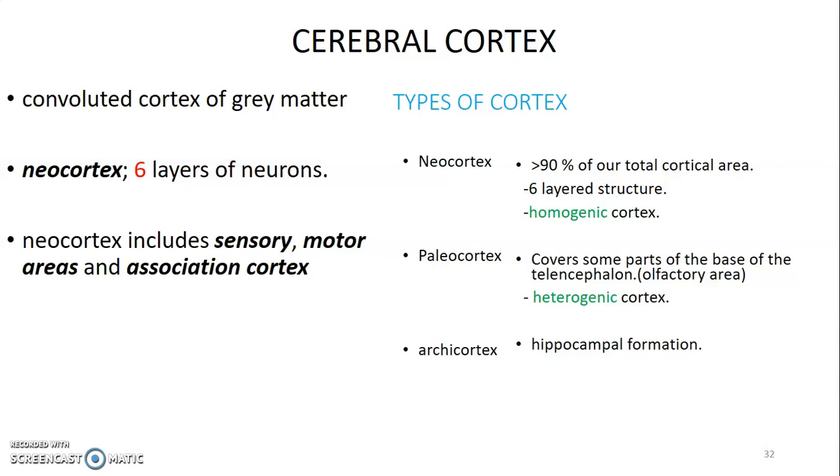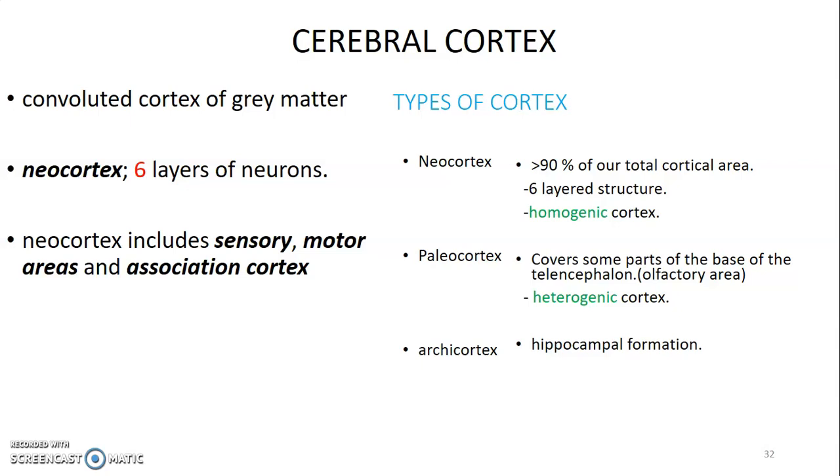has 6 layers. Okay, so in humans we have the neocortex that has 6 layers, and this neocortex includes both sensory, motor, and association areas. So you need to go back to that lecture on functional areas of the cerebral cortex so that you're able to appreciate that. But we have 3 types of cortices that are present. We have the neocortex, which is 90% of the total cortical area. So you have 6 layers in the neocortex.